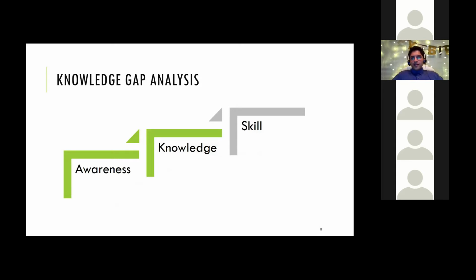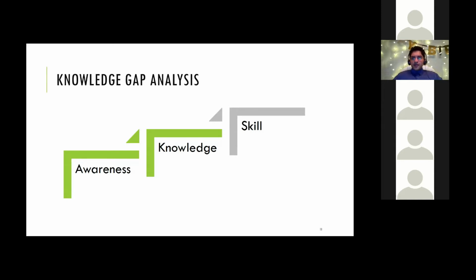So talking about analysis and building awareness, I'd like to share an exercise called the knowledge gap analysis. In order to make a transition from point A to point B, point A is where we are right now in our lives. Point B is the medical writing job that we'd like to get. It involves three steps. First is building awareness, building knowledge, and building skills.